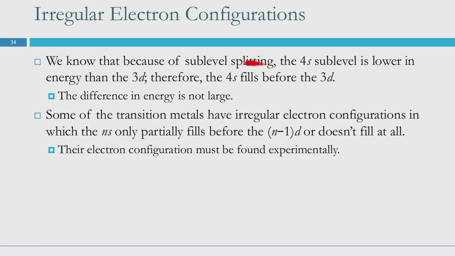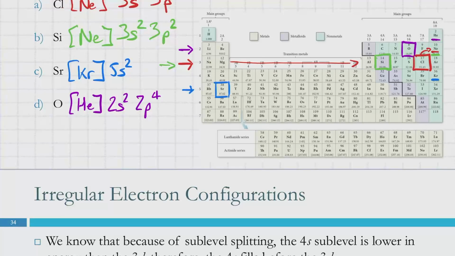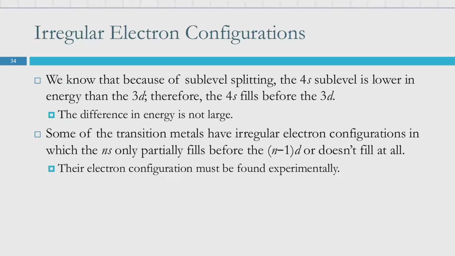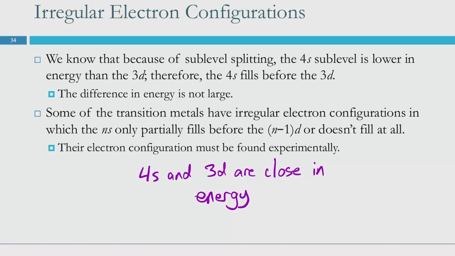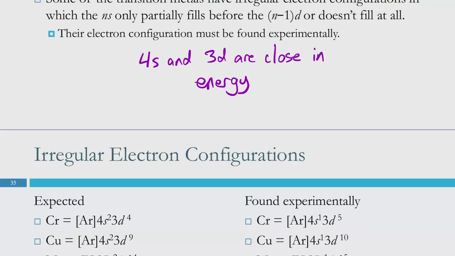Because of sublevel splitting, because of s, p, d all being slightly different energy levels, the 4s sublevel is lower in energy than 3d. That's why 4s shows up before 3d on our periodic table. And because of that, the 4s energy level fills before 3d, but the energy difference is not very big. So 4s and 3d are close in energy, and because of that, some weird things can happen. Some transition metals have irregular electron configurations, and these are some of those weird ones.